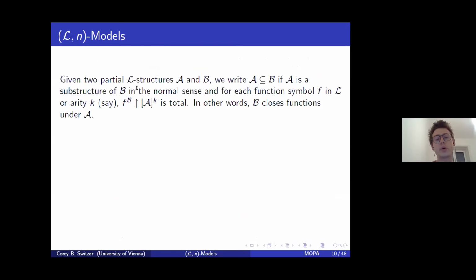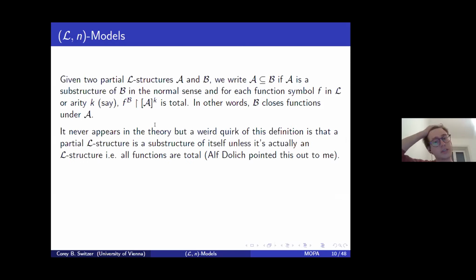So if I have 2 partial L structures A and B, then I'm going to write that A is a substructure of B if it's a substructure in the normal model theoretic sense that we're used to, but also for each function symbol f in my language, the interpretation of f in B, when I restrict to the tuples of the appropriate arity in A, is total. So if I want to extend to a superstructure, I need to close up under function symbols. That's the rule. And this is the thing that's just easier to say this way than as graphs.